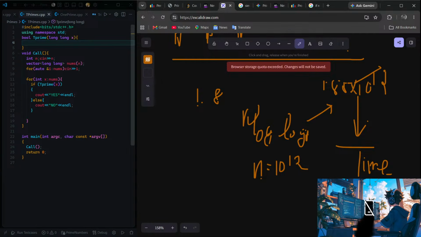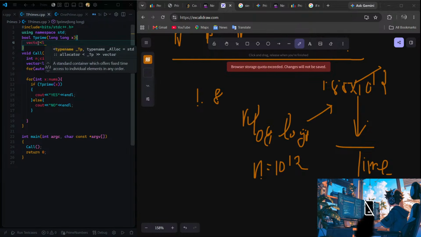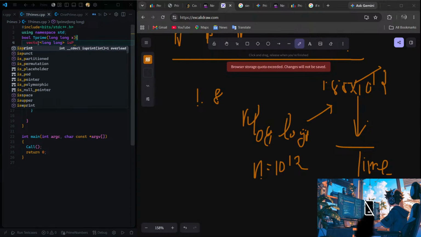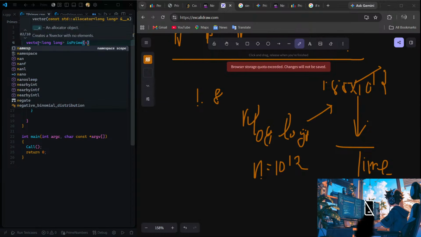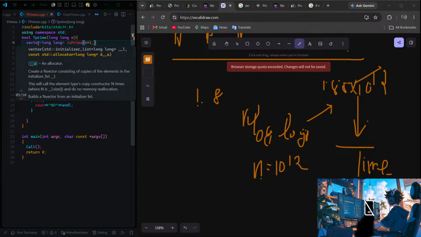Welcome, welcome. So maybe I will create a vector of long long, and inside that I put is prime, and I will write n plus 1. I will mark this as true.